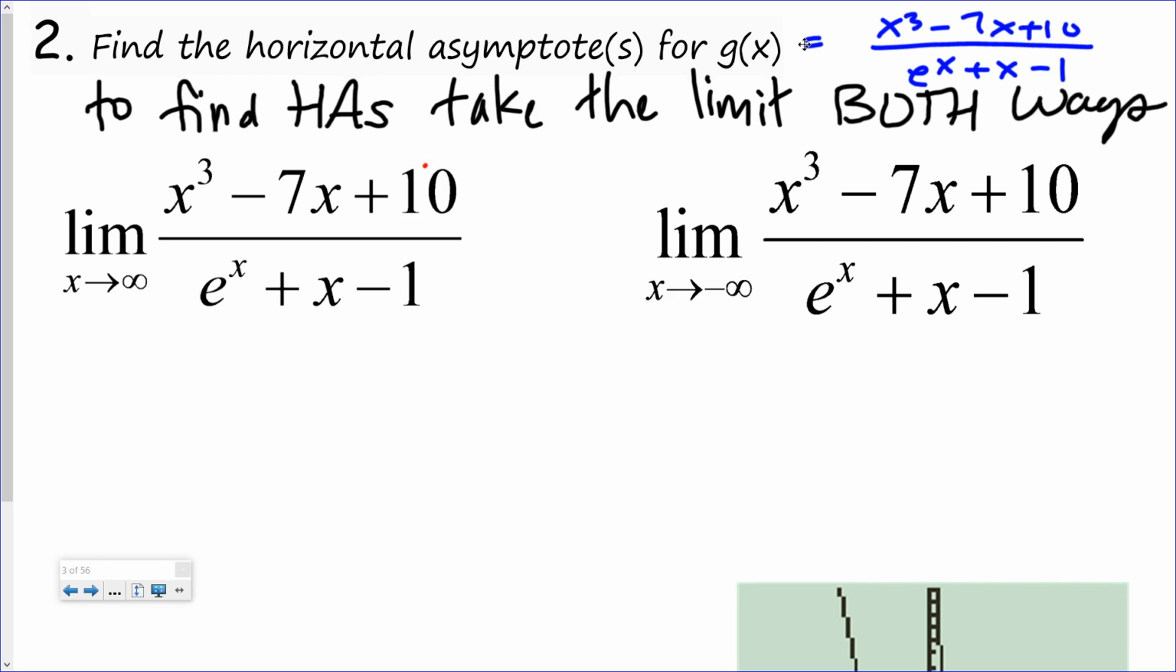So the most you could get is 2. The least you could get is 0. But you have to do both. So on your test, I'm looking, do you understand that you had to take the limit both ways?